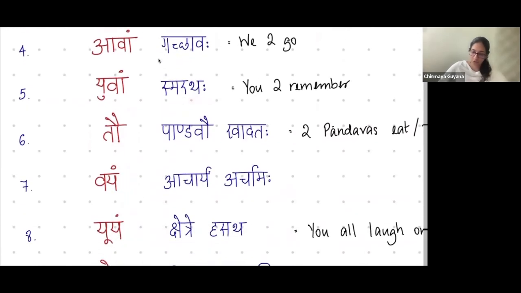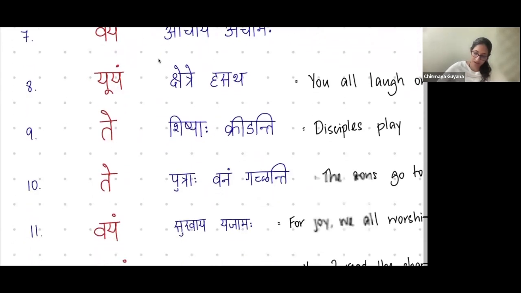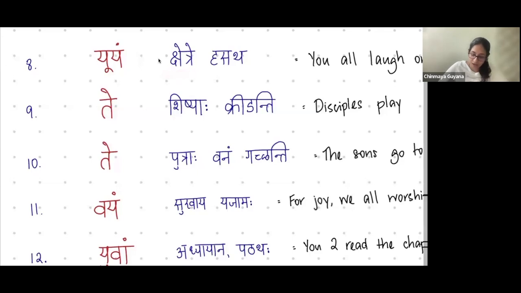Smarathaha means you two remember. You two is yuvam. Pandavo khadataha. Two Pandavas eat. The Pandavo is tau. Saha tau. Tau is the word we replace. Acharyam archamaha. Remember, archamaha, the subject is we. We worship, so it will be vayam. Kshetre hasatha. You all laugh on the field. You all is yuyam.